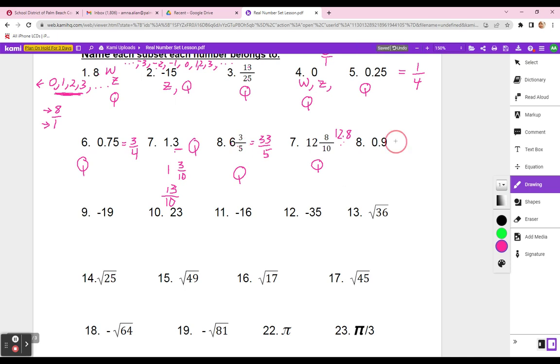All right, let's convert that to a fraction first. That's the same thing as 9/10. This is a terminating decimal, by the way, which equals 9/10, which is a rational number.